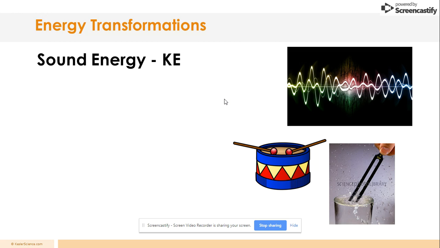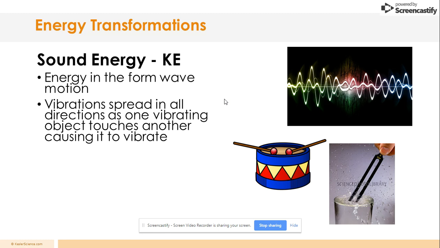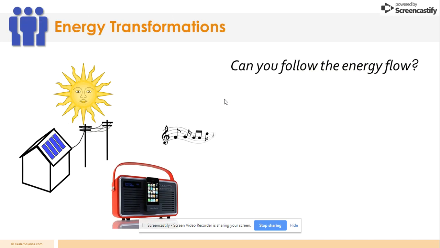Sound energy is considered kinetic energy. It's the energy in the form of wave motion. And this is that vibrations spread in all directions as one vibrating object touches another, causing it to vibrate. So for example, hitting a drum, a tuning fork, or even talking. Can you follow the energy flow?